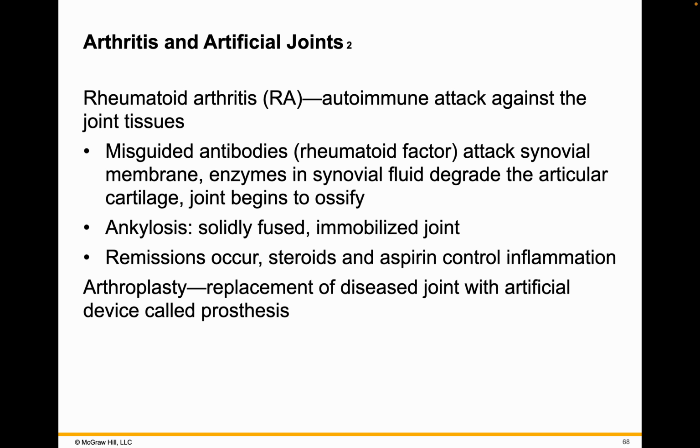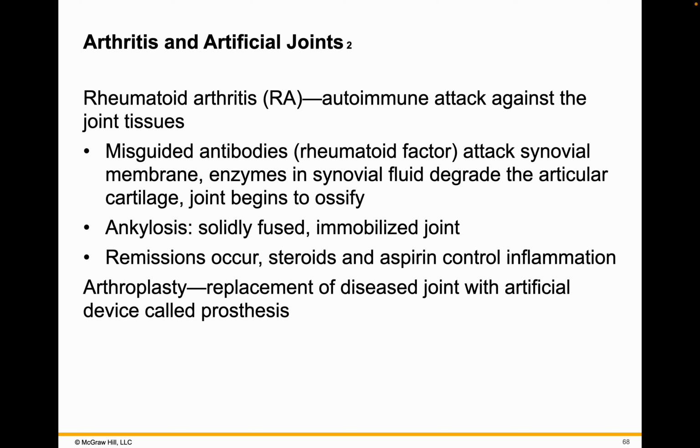Rheumatoid arthritis, as I said, is an autoimmune attack. Misguided antibodies known as rheumatoid factor attack synovial membranes. Enzymes in the synovial fluid degrade the articular cartilage, and the bone can begin to ossify, leading to, if it's not treated, ankylosis, which is a solidly fused, immobilized joint. Remissions can occur. These tend to, like many autoimmune diseases, wax and wane.